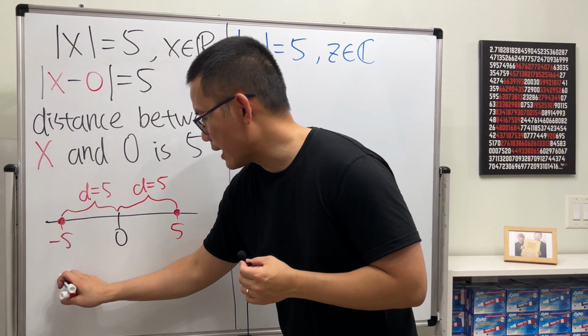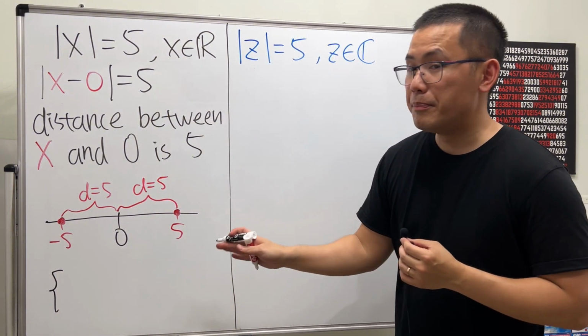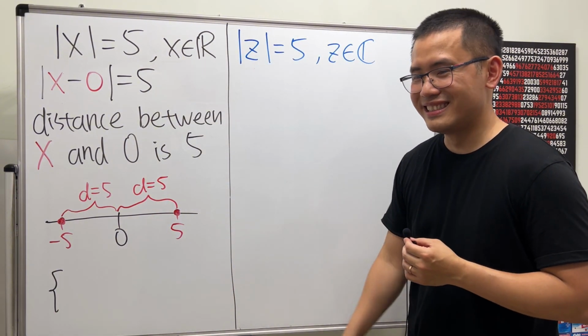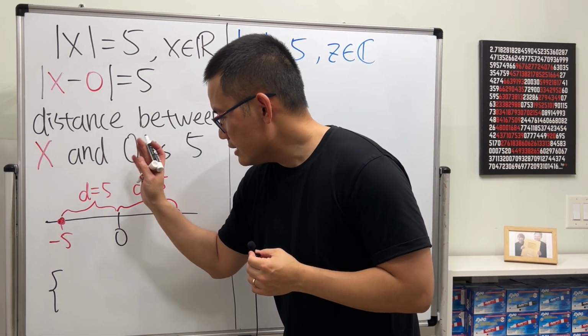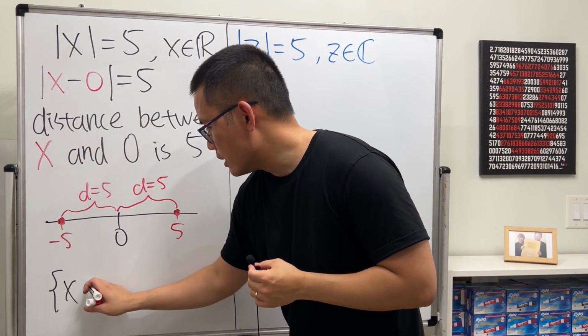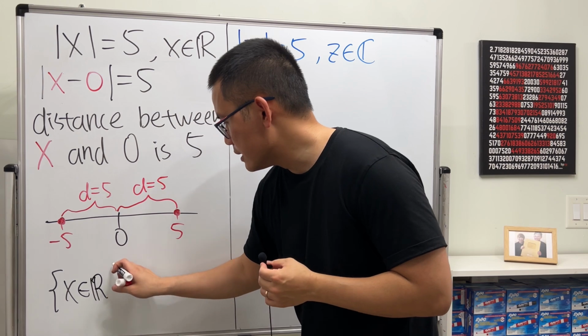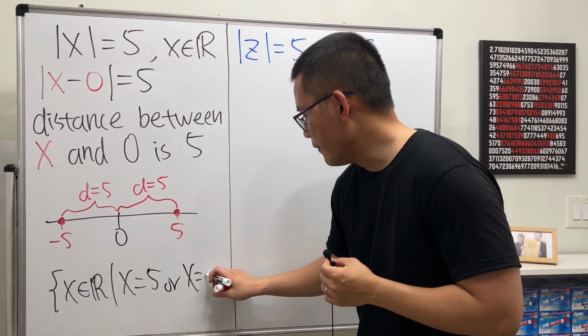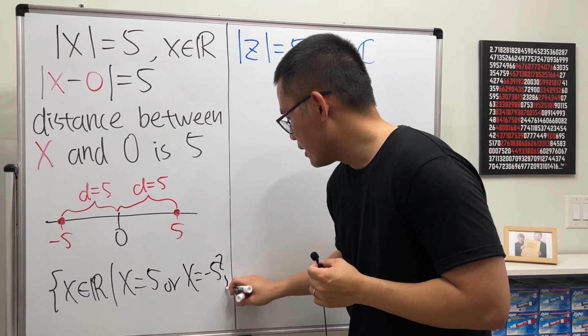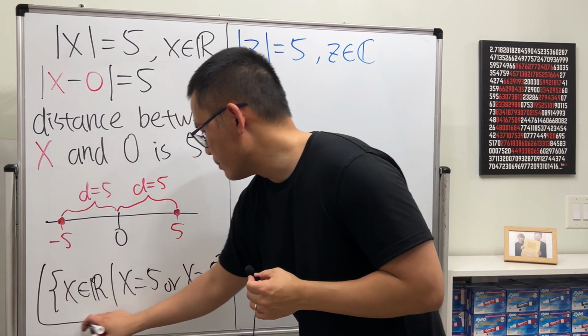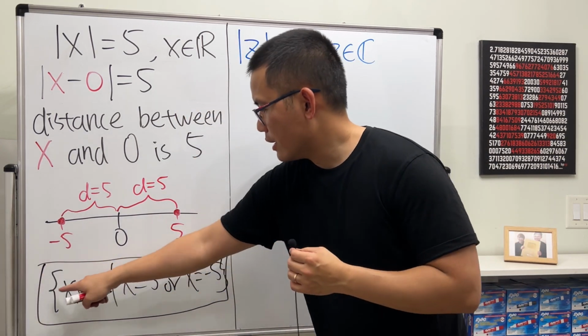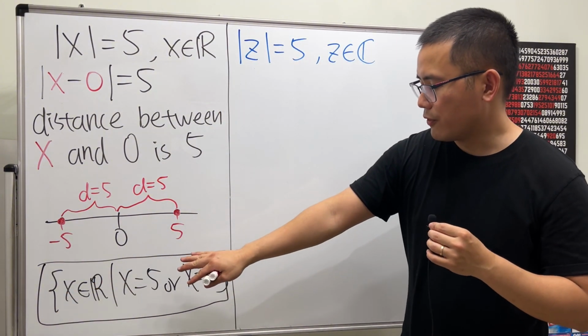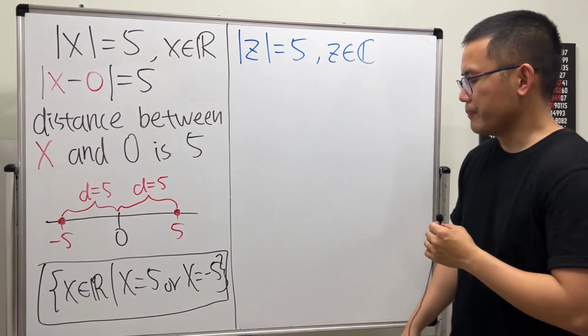And I will write this down for you guys in set builder notation. So the answer for this is x belongs to the real numbers such that x is equal to 5 or x is equal to negative 5. Or you could have just put the set notation and then just put 5 and negative 5. I think that's totally fine too.